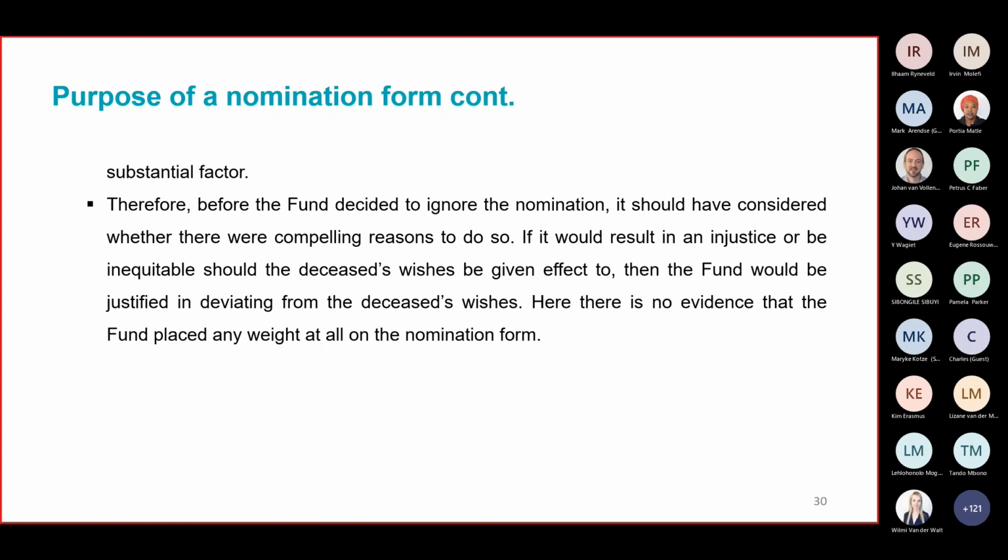Therefore, before the fund decided to ignore the nomination in that case, it should have considered whether there were compelling reasons to do so. The court said further that if it would result in an injustice or be inequitable should the deceased's wishes be given effect to, then the fund would be justified in deviating from the deceased's wishes. Here, the court said there was no evidence that the fund placed any weight at all on the nomination form.